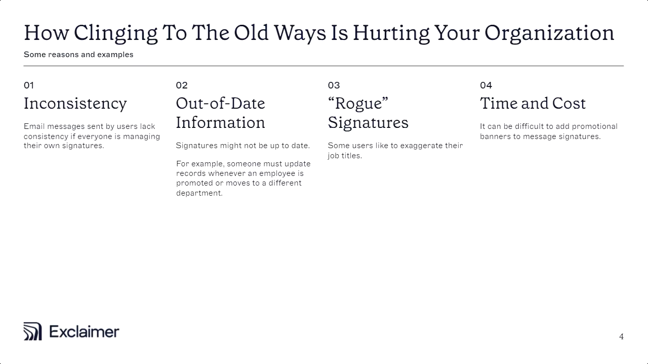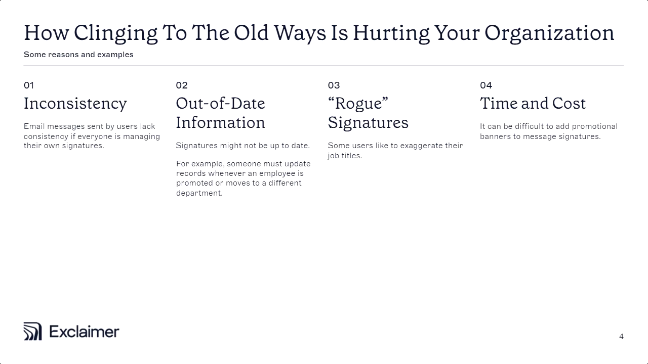Yep. So let's get started by talking about some ways that clinging to the old ways of doing things could potentially be hurting the organization. The first one is inconsistency, because if signature management is left to the individual user, then what you're going to end up with is everybody's signature is going to look a little bit different. And so if you're trying to paint a cohesive picture of your organization and project a consistent image for your organization, then having everybody's signatures look different probably isn't going to meet your needs. So inconsistency is certainly one problem that can result.